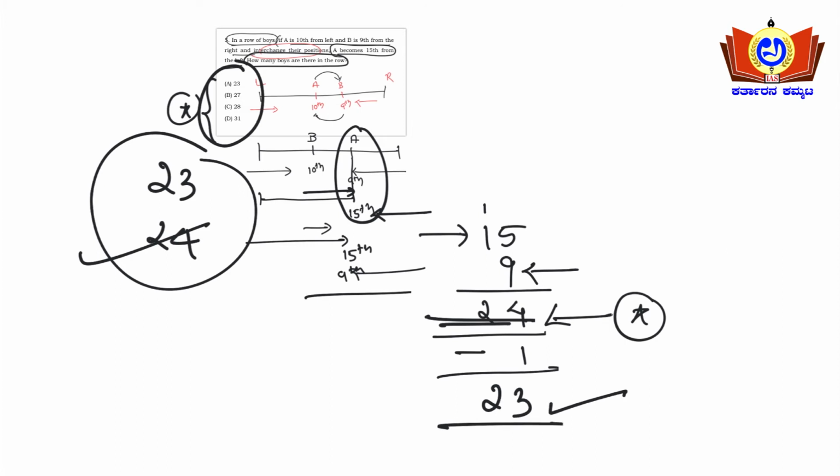So how many boys are there in a row? There are 23 boys in a row here. Okay, simple question. Moving on to the next question now.